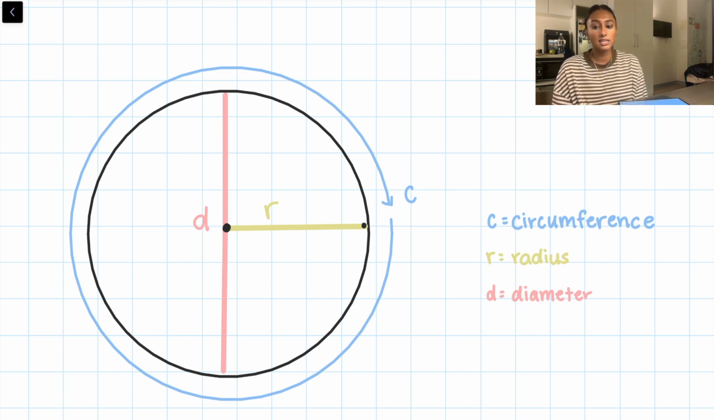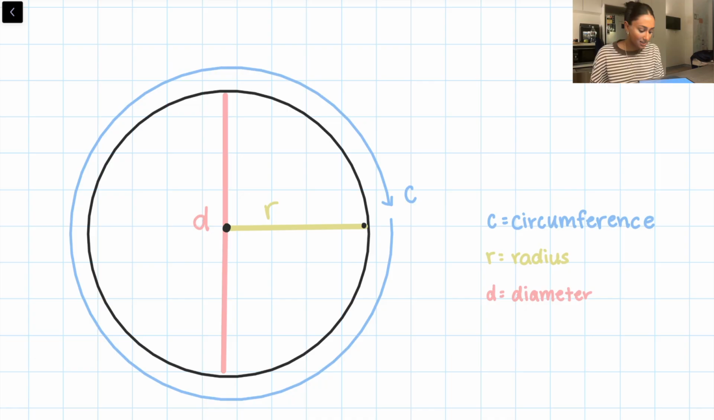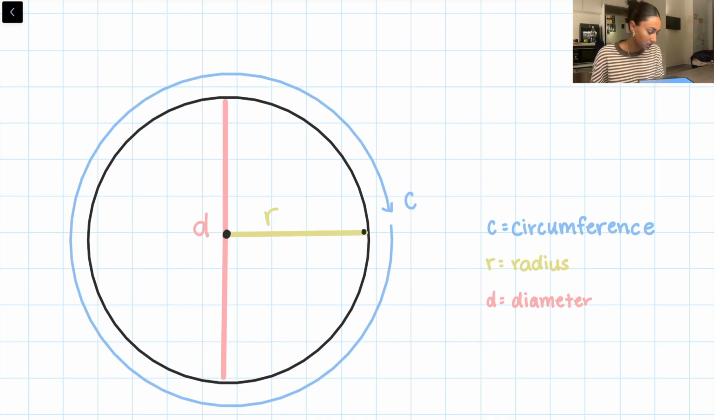In this video, I'm going to clearly explain what circumference actually represents, how to use both forms of the formula correctly, and how to confidently solve exam-style questions without making these common mistakes. So, starting off with this diagram here, you can see the difference between the circumference, radius, and diameter.